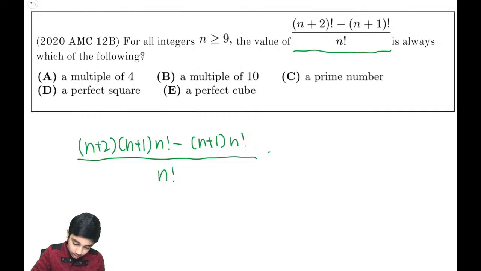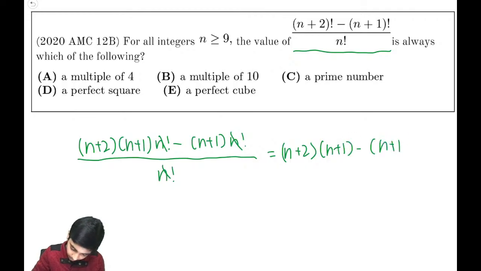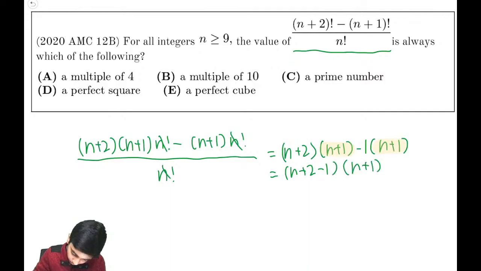Then we can cancel the n factorial terms because, again, we know it's not 0, to get (n+2)(n+1) minus 1 times (n+1), where the terms are common. So you can rewrite this as (n+2-1) times (n+1), which is equal to (n+1)(n+1), or (n+1) squared. And this is a perfect square indeed. So D is the answer for this problem.